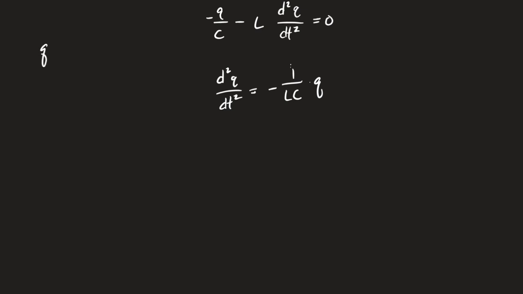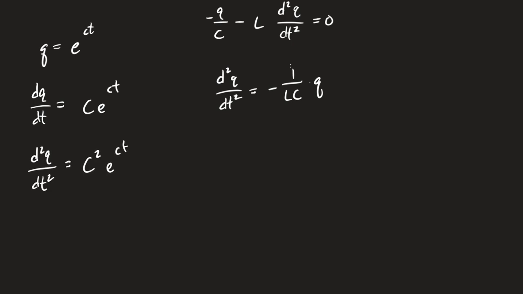So I know if my function was e to the x, but we're doing t here. So I'm going to say e to the ct. This function, when I take the first derivative, dq dt, I get a constant and I get the original function, right? If I take the second derivative, the constant comes out again, I still get the original function.